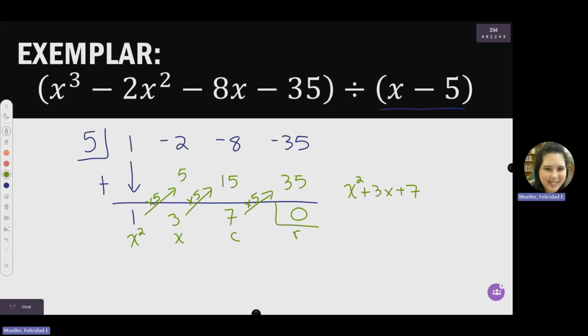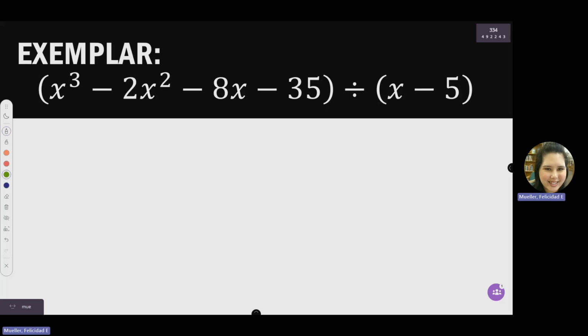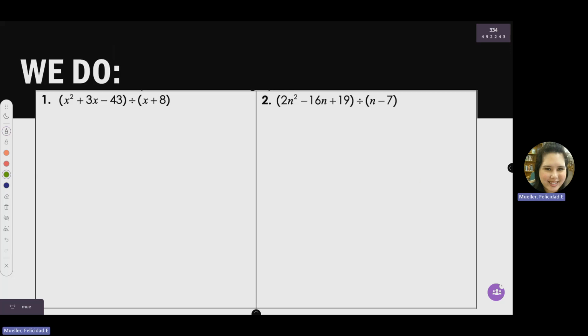You can only use this when we divide by a linear binomial. So my highest exponent is a 1. And in this class specifically, we're only going to do it when the leading coefficient is 1, because there's an extra step, and you can still do it, but there's an extra step when it's not 1. So we're going to go ahead and take a look here at questions 1 and 2.